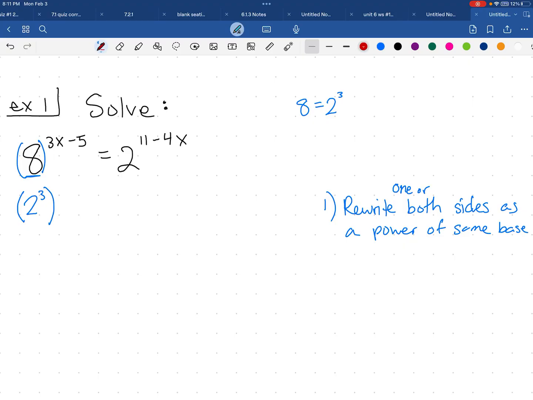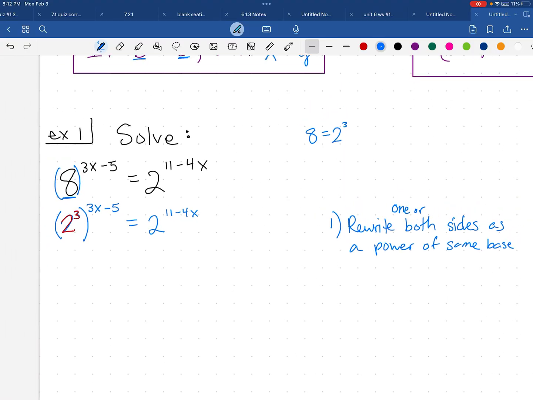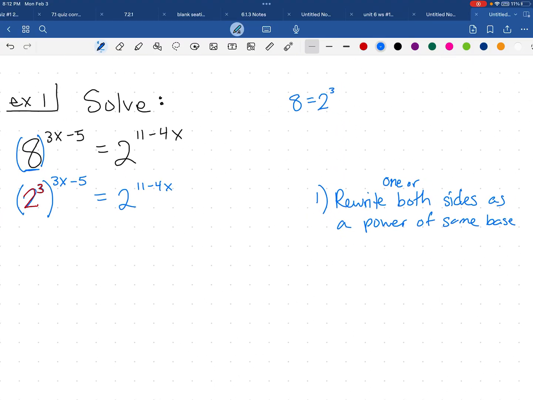I'm going to put that part in red. And then I'm going to bring down everything that I didn't change. So 3x minus 5 is the exponent, and the right side is 2 to the 11 minus 4x. So in this case, I rewrote the left side, rewriting 8 as 2 to the third.